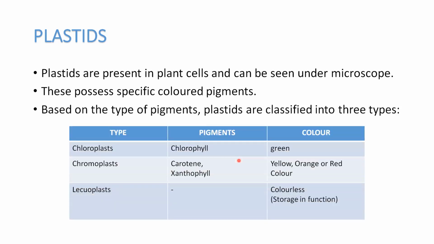One is chloroplast. In chloroplast, the name of the pigment is chlorophyll, and it is green in color. Whereas chromoplast, all other colored plastids are called chromoplast. For example, carotene and xanthophyll are the names of the pigments, and you can see them in yellow, orange or red color. And coming to leucoplast, there is no pigment in them, they are colorless and the major function is storage. Try to make a table now.